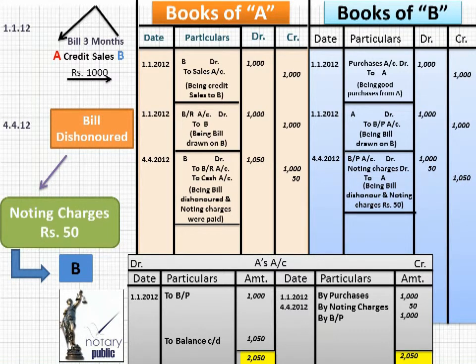So in this way, the journal entries will be passed in the books of drawer and in the books of drawee if the bill is dishonored and the bill is retained by A till maturity.